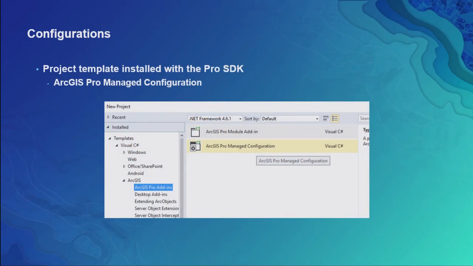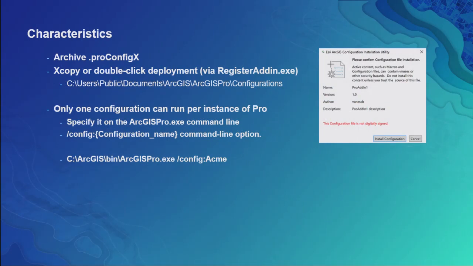Okay, when you install the Pro SDK, in Visual Studio, you will see this project template called ArcGIS Pro Managed Configuration. So that's the guide that you actually use to create a brand new configuration. And when you compile and build your configuration, it makes an archive file just like an add-in, except it has a .proconfigx suffix. It uses the same Xcopy or double-click deployment as add-ins do. They're deployed to the C users public documents folder. Add-ins are deployed to your C users username documents folder.